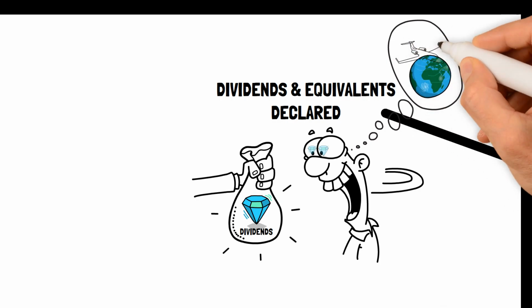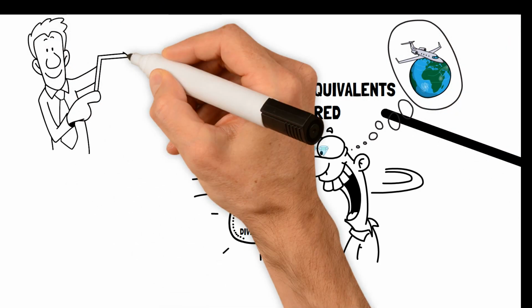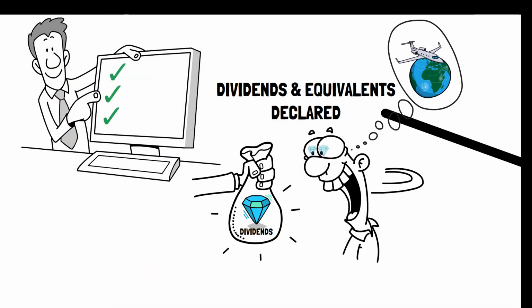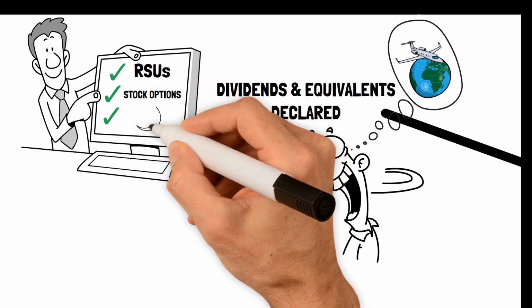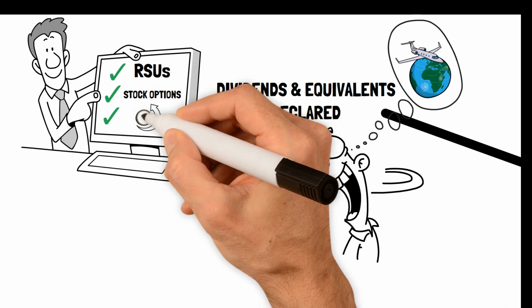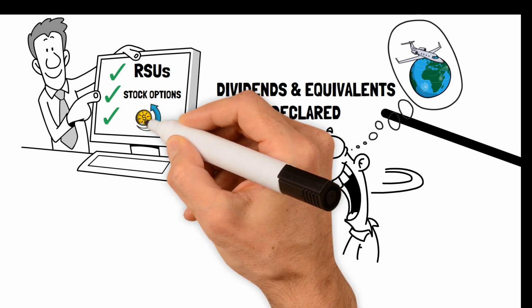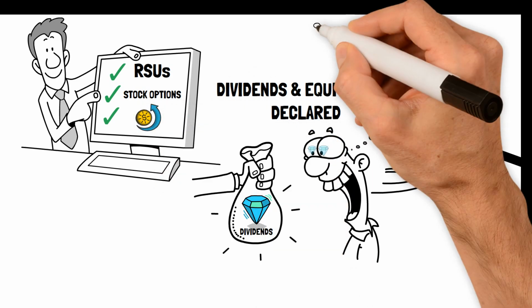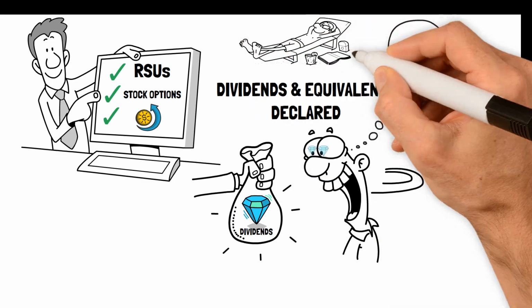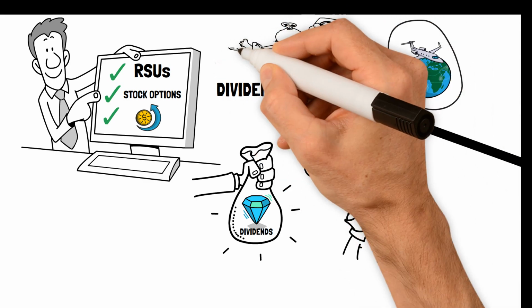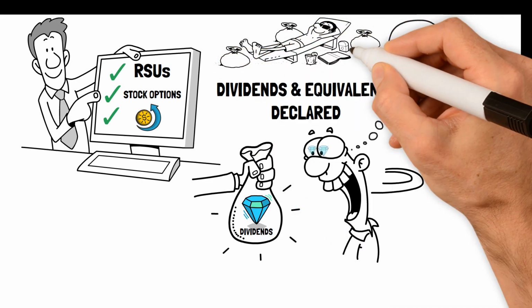Dividend equivalents are payments made to holders of financial instruments, such as restricted stock units, RSUs, or stock options, which mimic the value of dividends paid to the company's shareholders. These payments allow the holders of such instruments to benefit from the company's dividend distributions, even though they do not directly own the underlying shares of stock.